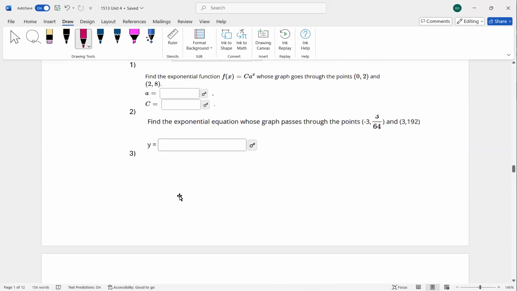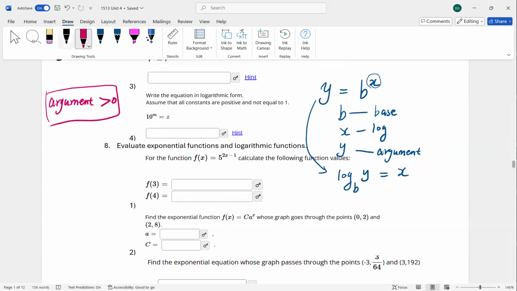For example, if you are given a log function y equals log with base 2 of (x plus 7), this is a logarithmic function, right? The base is 2, and y is the log. And of course, the other part is the argument. We only have 3 parts in the equation that represents a logarithmic function: base, log, argument. Base is 2, log is y, so the argument is x plus 7 as a whole.